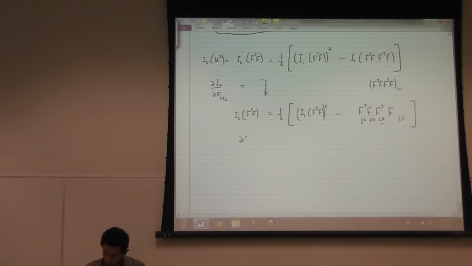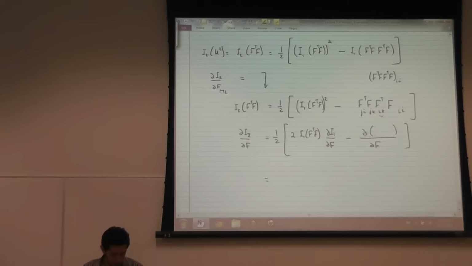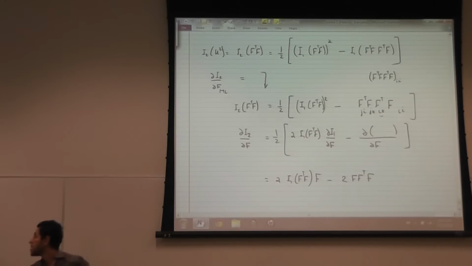And partial I2 by partial F is equal to half of 2 I1 of F transpose F multiplied by partial I1 by partial F minus partial of all this by partial F, and you'll get that this is equal to 2 I1 of F transpose F, F minus 2 F transpose F. And you should do it by hand, to practice doing these components by hand.